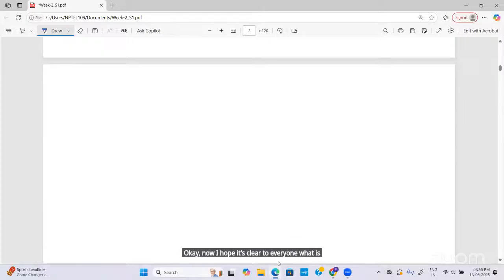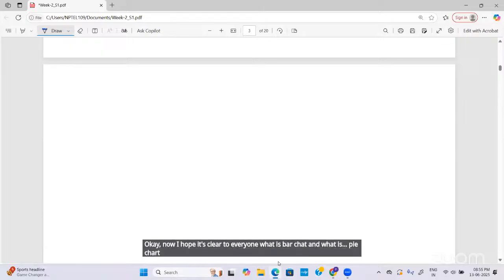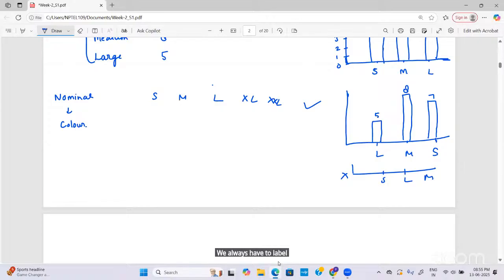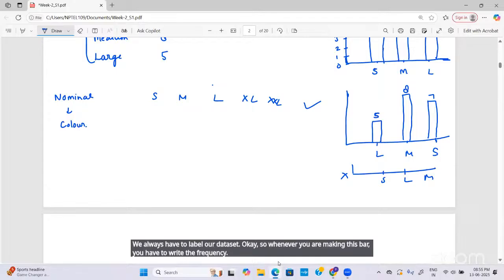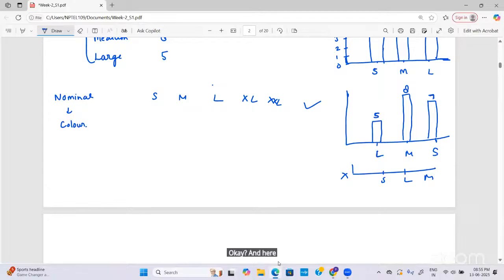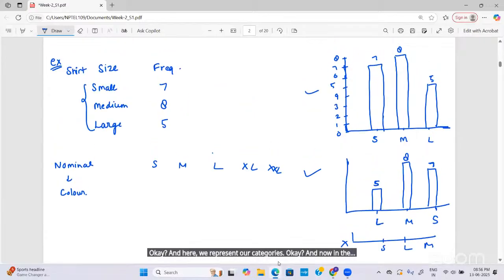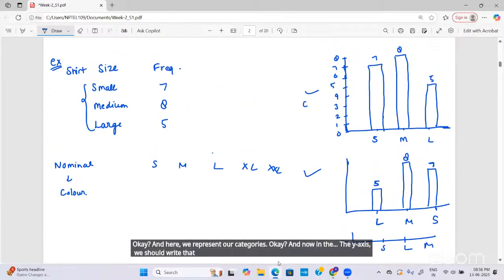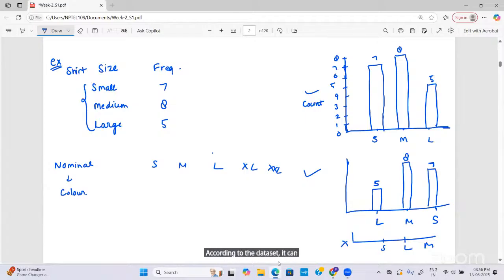Okay, now I hope it's clear to everyone what is bar chart and what is pie chart. Whenever we have to make a pie chart or bar chart, we always have to label our data set. Whenever you are making a bar chart, you have to write the frequency, and here we represent our categories. In the y-axis, you should write whatever this is representing. If it is a count, you can write it as the count. According to the data set, it can be changed.